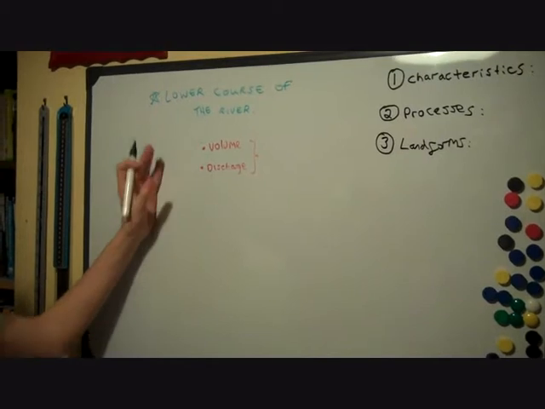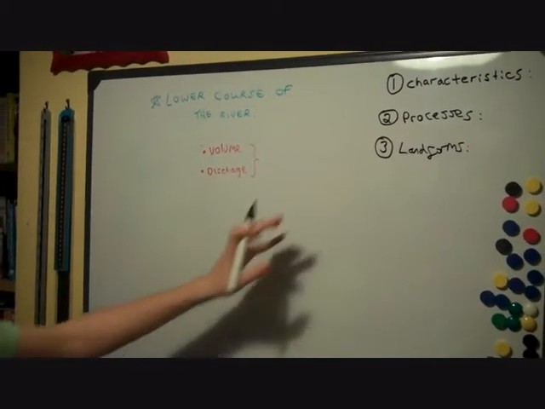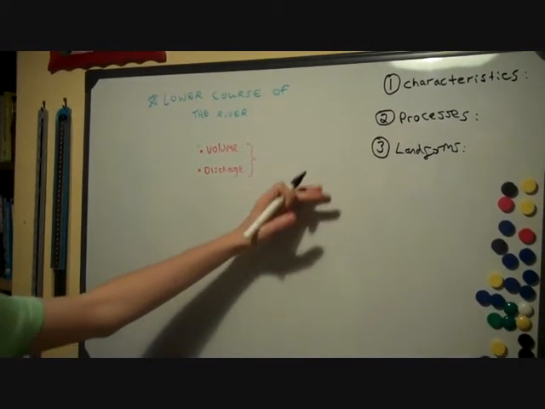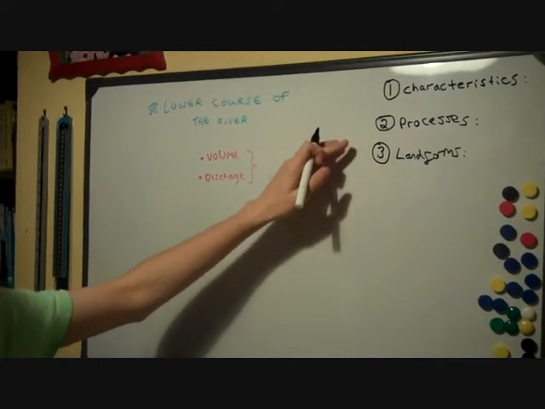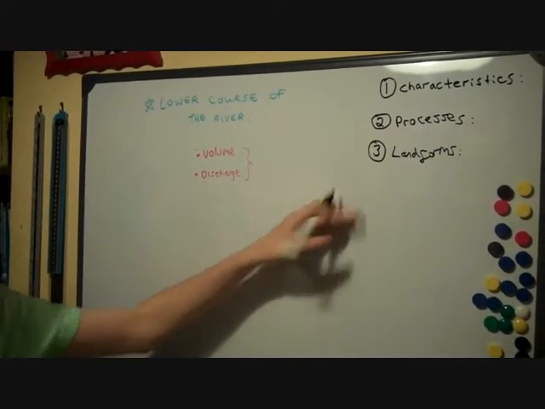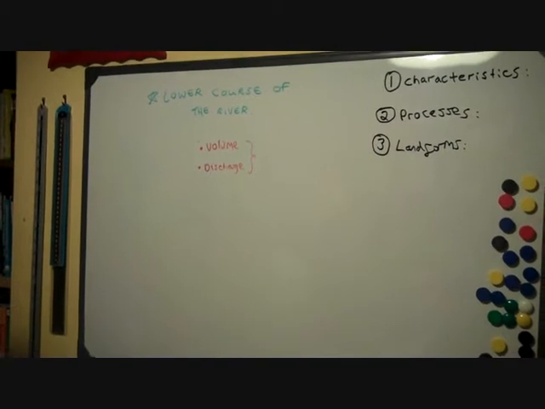Today we're going to be learning about the lower course of the river. Now I split this topic into 3 subtopics, which is 1. Characteristics, 2. Processes, and 3. Landforms that you would find in this area of a river in the lower course.